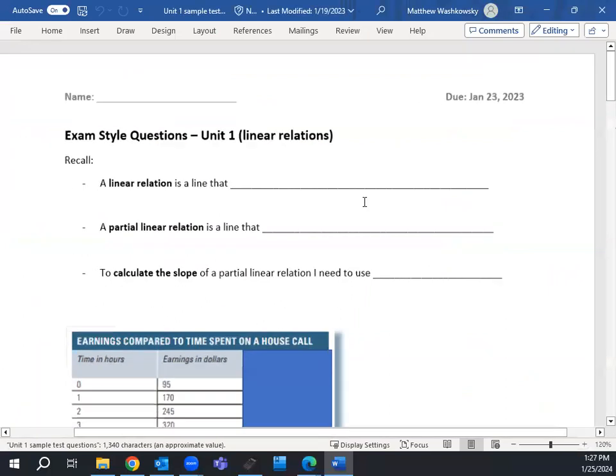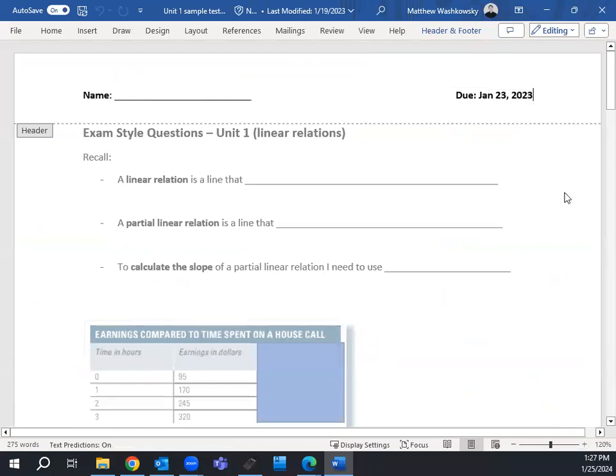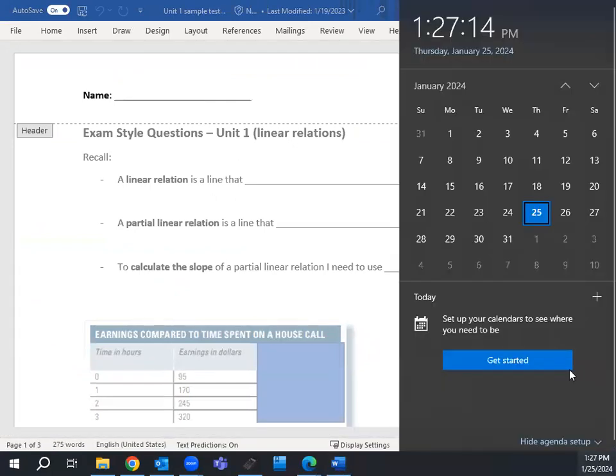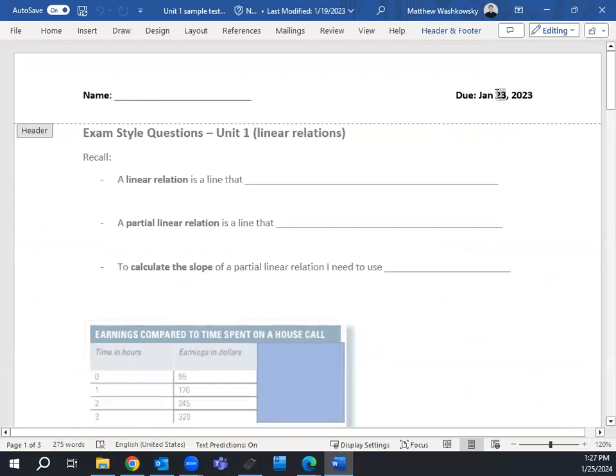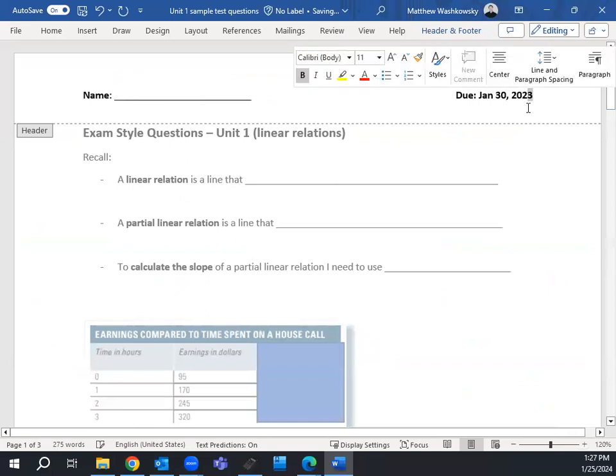So these things here. First off, I told you before, these dates are all wrong. Those are going to be due on the 30th, January 30th, 2024, obviously.